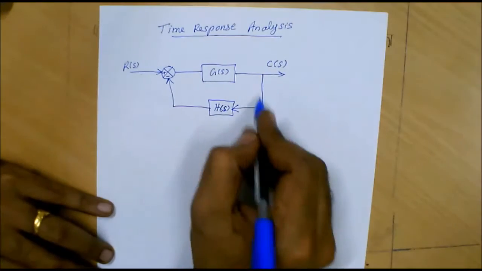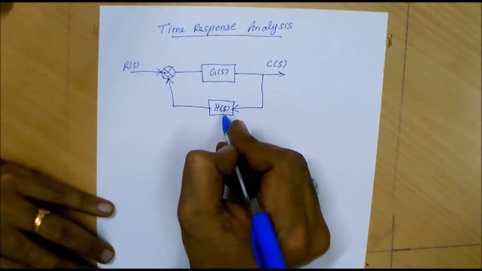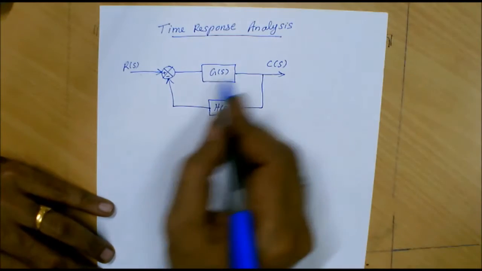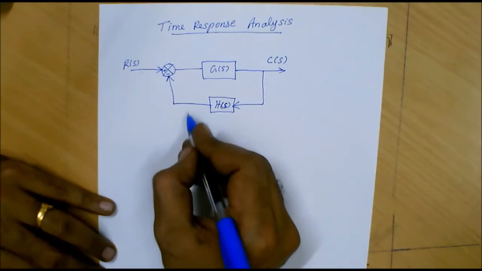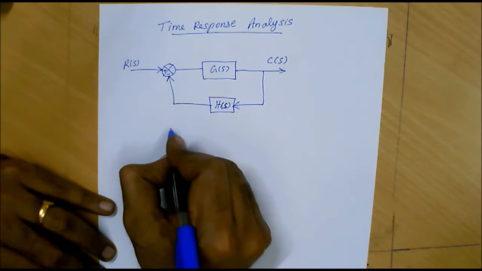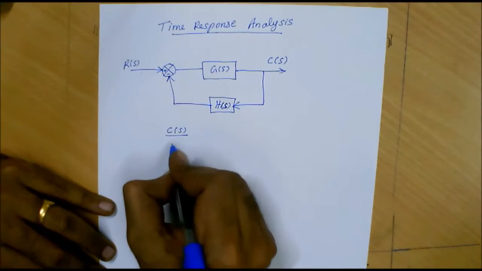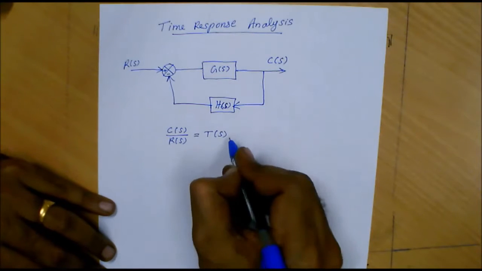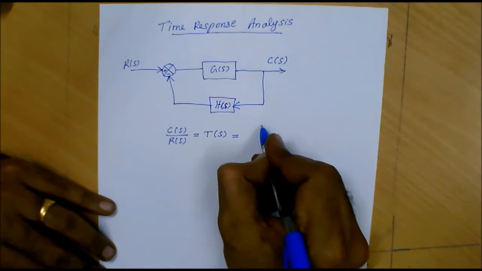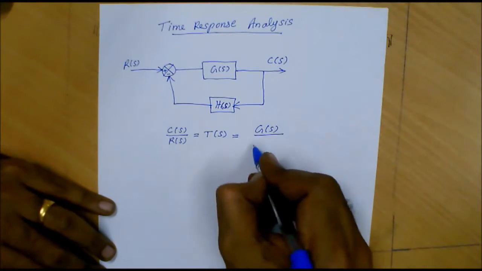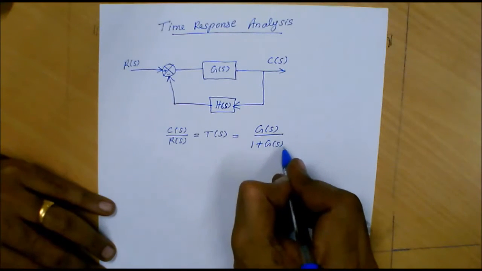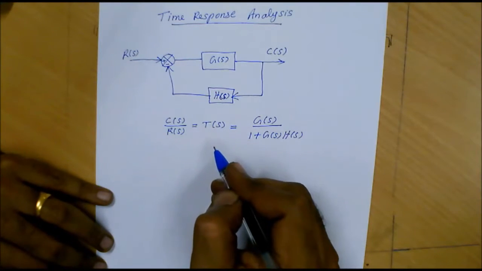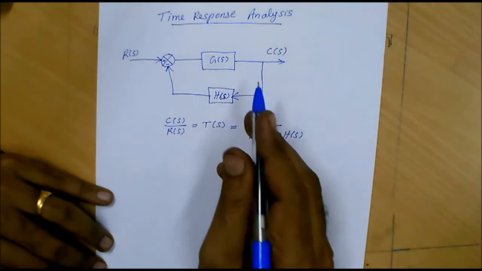Consider this closed loop system with H of S as feedback gain and G of S as forward path gain. We can write the transfer function of this system as C of S divided by R of S is equal to T of S. Transfer function of the system is equal to G of S divided by 1 plus G of S into H of S. If you know this transfer function of the system, then we can find the time response of the system.